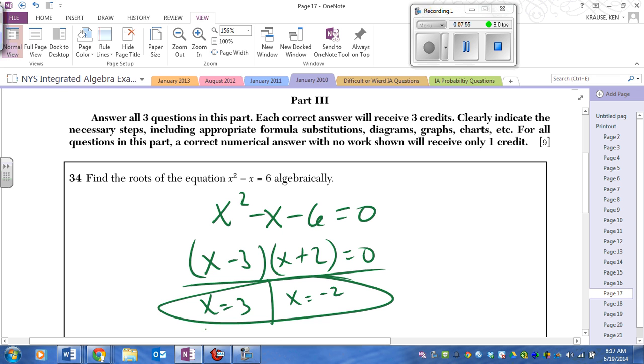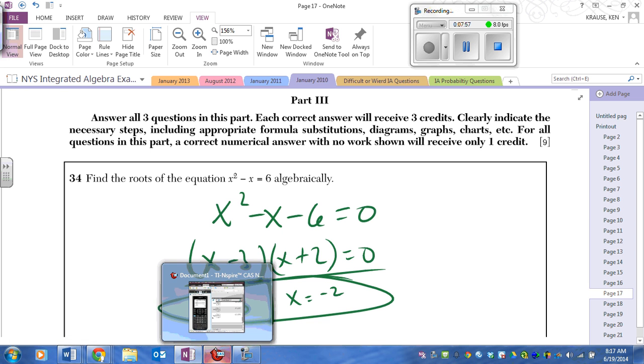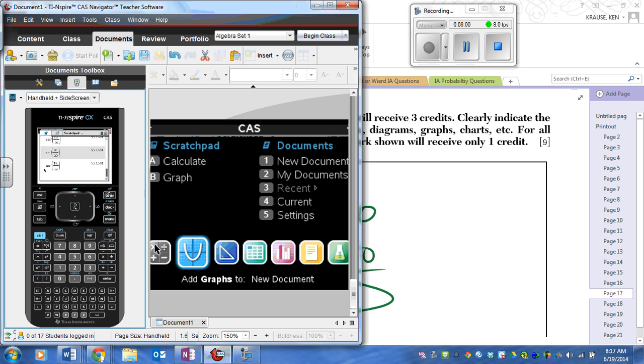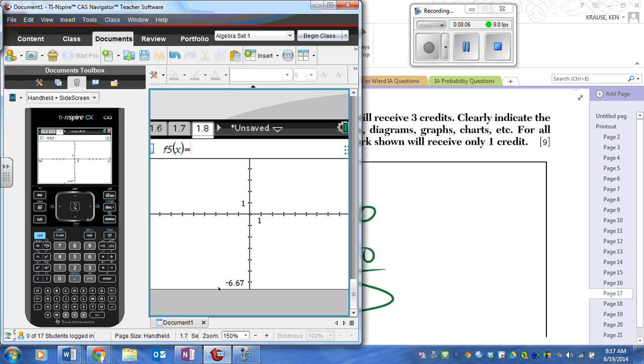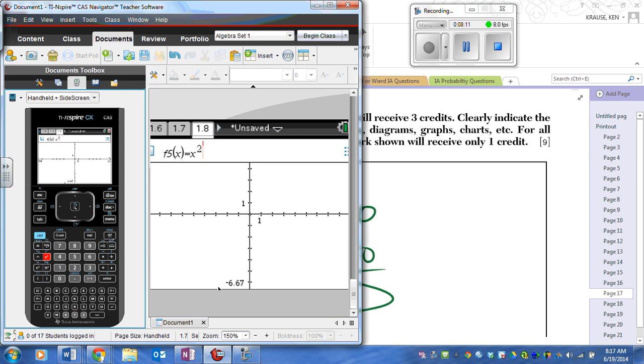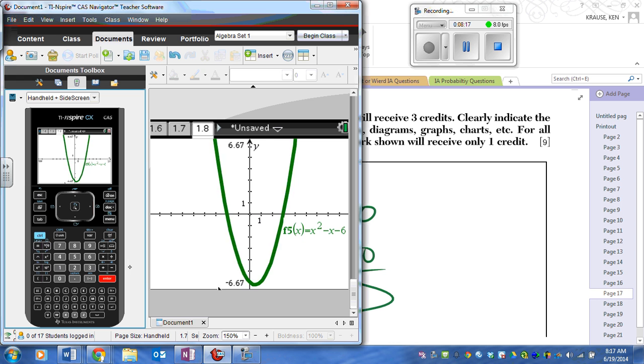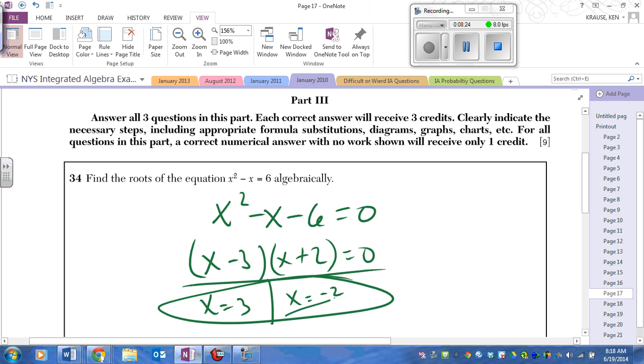Why not check it on the calculator? Type in x squared minus x minus 6. Hit enter. Notice it hits right here at 3 and right here at negative 2. There's your answers: negative 2, positive 3.